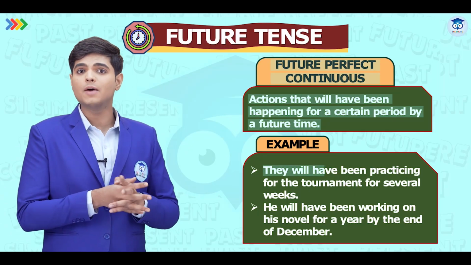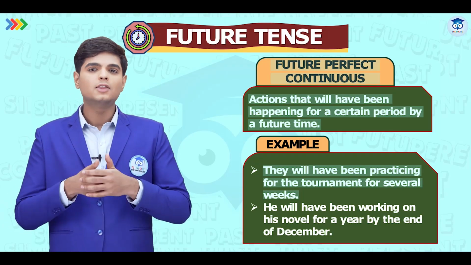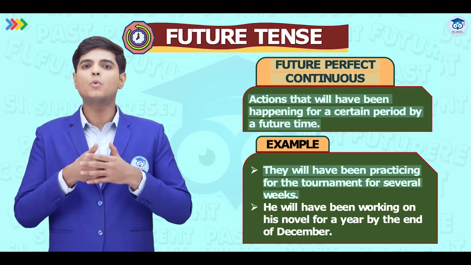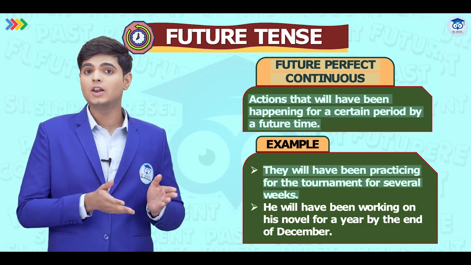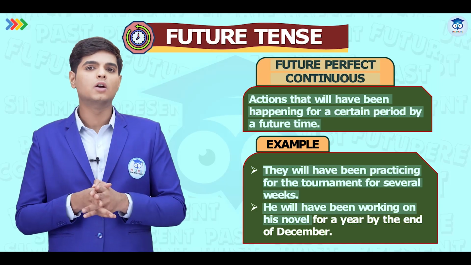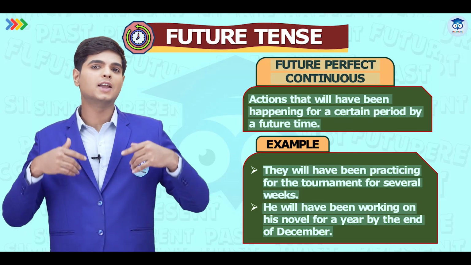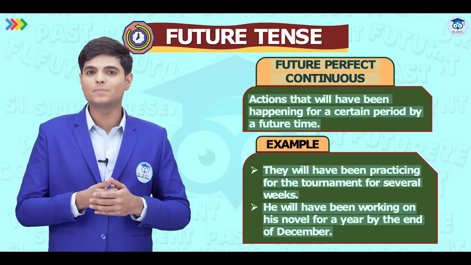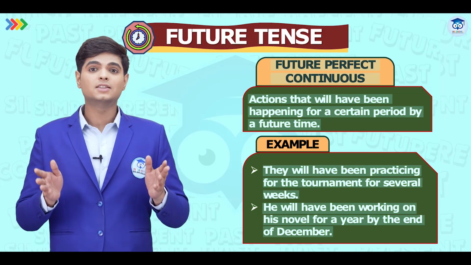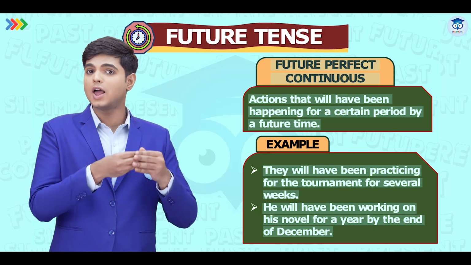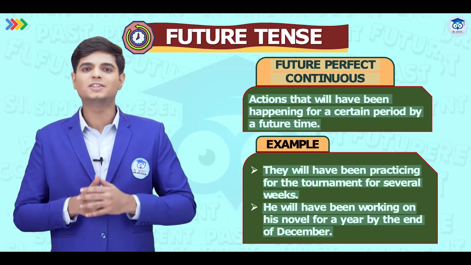Take, they will have been practicing for the tournament for several weeks. This means the practice will already be going on for weeks by the time the tournament takes place. Now look at, he will have been working on his novel for a year by the end of December. This tells us the writing began earlier and will still be happening until that future deadline. Both of these sentences highlight not just that something will happen, but how long it will have been happening to a future point in time.